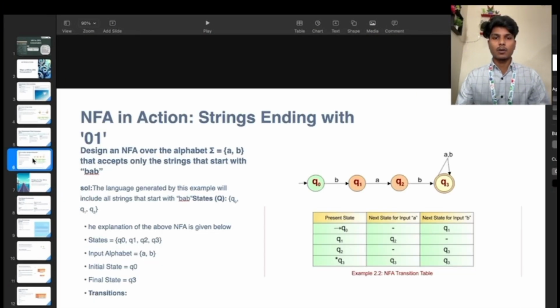In this slide, I am explaining an example of a non-deterministic finite automaton, also called an NFA. This NFA uses the alphabet A and B and it accepts all strings that start with B, A, B. There are four states in this automaton: Q0, Q1, Q2 and Q3. The automaton starts at Q0. When it reads B, it moves to Q1, and then on reading A, it moves to Q2. After that, on reading B, it reaches Q3, and Q3 is the final state. From this state, the automaton can read A or B and stay in the same state. This means that once the string begins with BAB, it will be accepted.